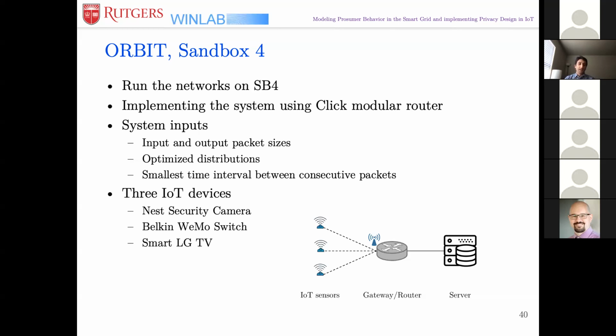For each of the shaping mechanisms, the system was fed by the vectors of input and output packet sizes and the corresponding optimized distribution of output sizes. Also, we needed the smallest time interval between the consecutive packets. We used recorded data from 3 commercial off-the-shelf IoT devices to evaluate the performance of each mechanism. We included a Nest security camera, a Belkin Wemo switch, and a smart LG TV.